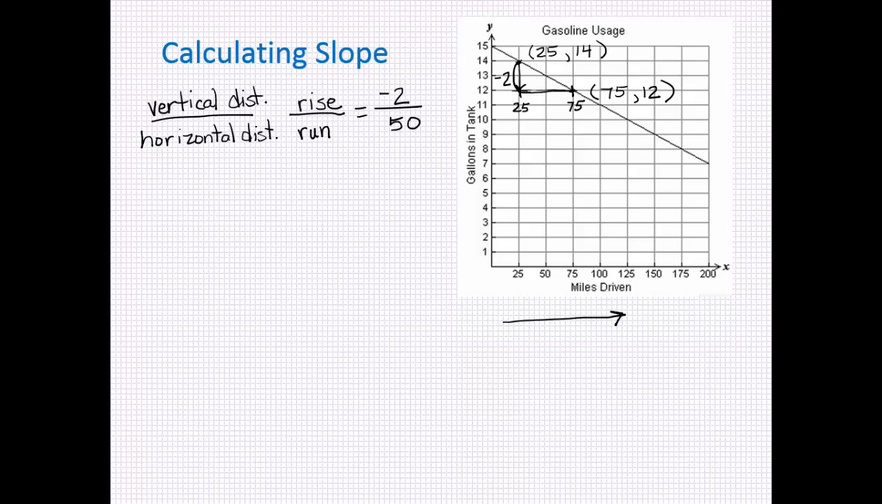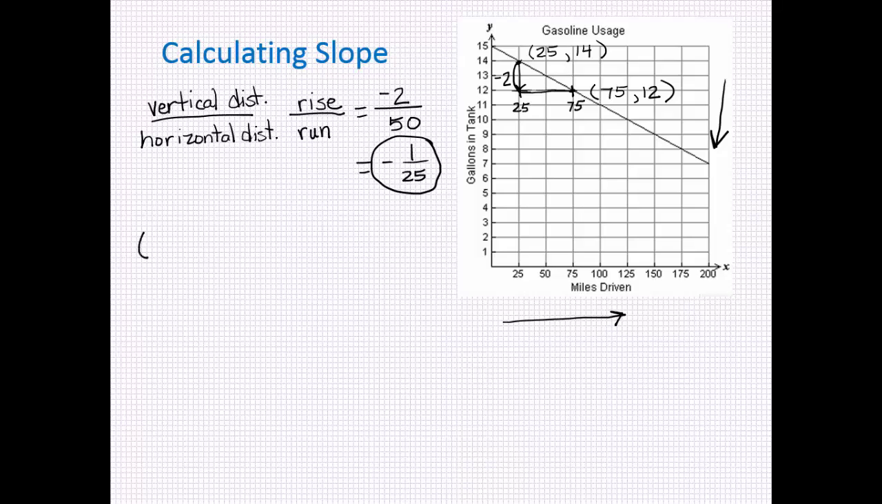So this is our ratio for slope, but it can be reduced, and we should always reduce any fraction we can. So this is -1 over 25, and that describes the slope of this line. Remember, negative means as we go from left to right, it's going down. Okay? Let's look at another example.